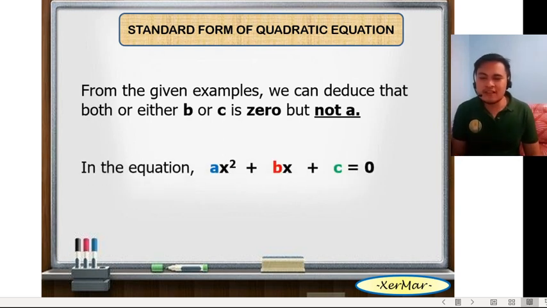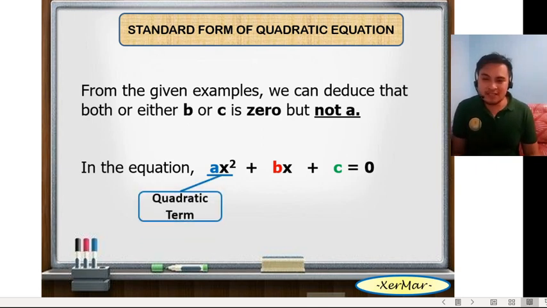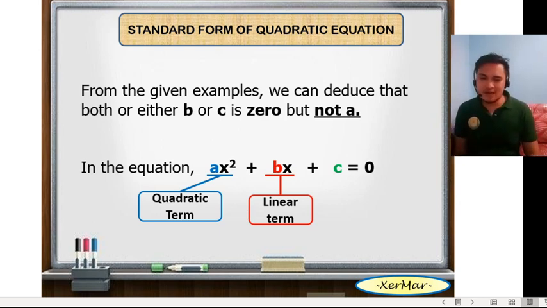In the equation, ax squared plus bx plus c equals 0, tandaan ninyo ito palagi, students, that ax squared is called the quadratic term. Next, yung bx natin ay tinatawag na linear term, dahil yung highest power or exponent ng x ay 1. While sa ax squared, yung highest power exponent ay 2. So, quadratic siya. Ang isa naman, bx, linear term. And, c stands for the constant term.